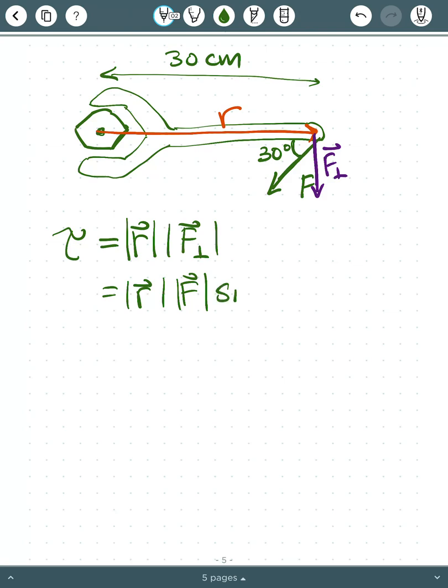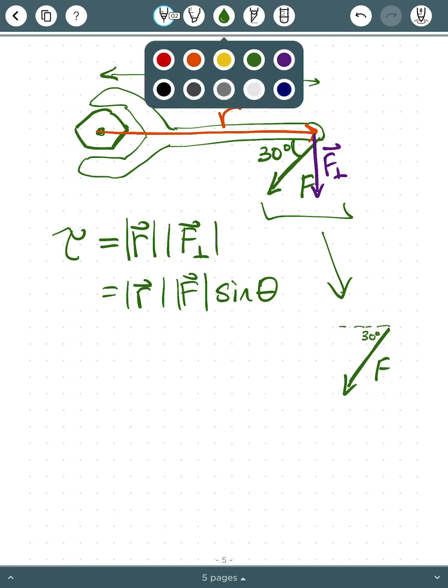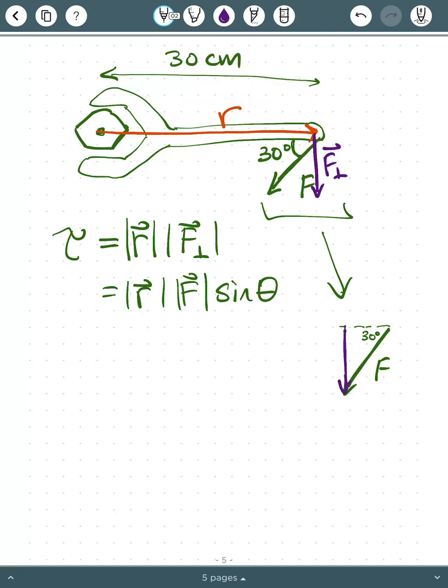I can also write that as F sine theta. So to see that, let's draw this again in a different way. So I've got my F here. I've got my 30-degree angle here. I'm going to draw my F perpendicular on this side. And now hopefully you can see that because this is the opposite of this theta, that's why I have a sine theta here. Okay?